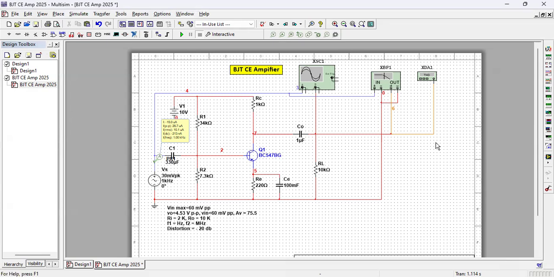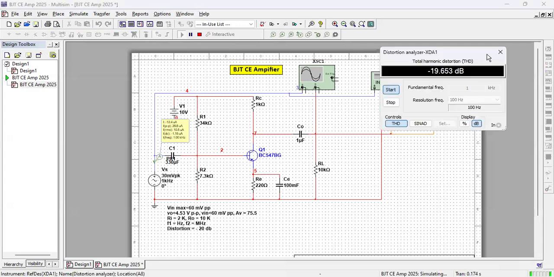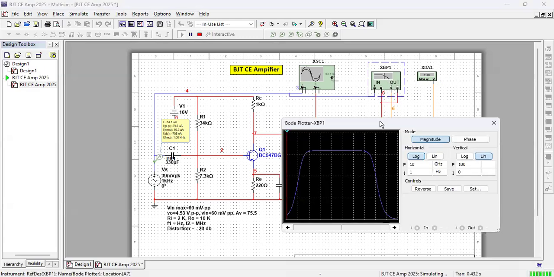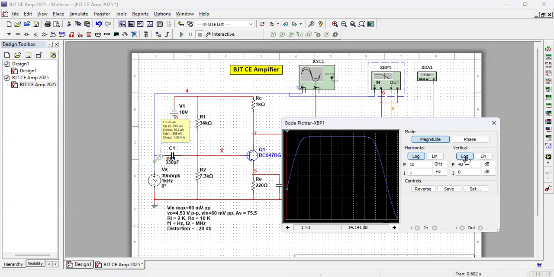Now, for that, we need to take the frequency characteristics, for which there is a commercial name, Bode plot, right? This is a Bode plotter. Sorry, this is a distortion analyzer. This is the Bode plotter. This is the frequency characteristics. Normally, frequency characteristics is expressed in dB, decibel.